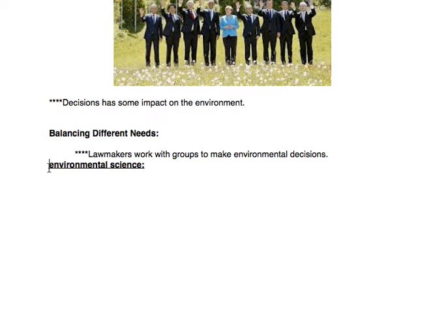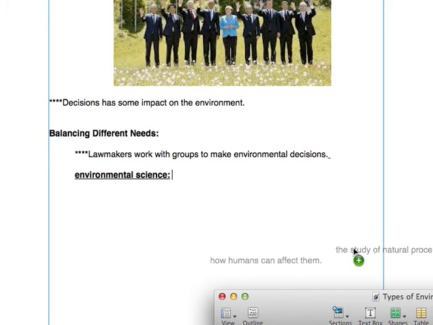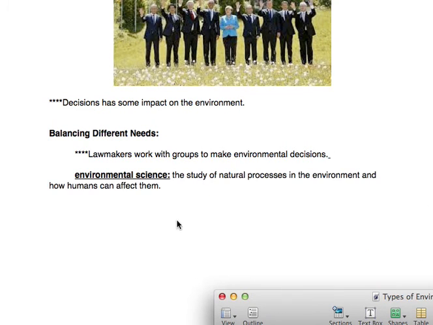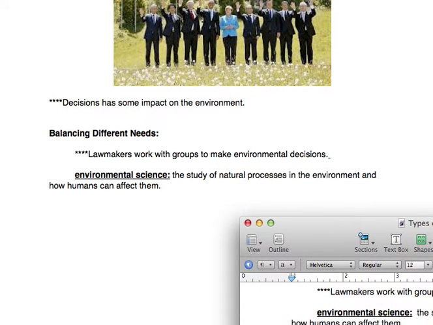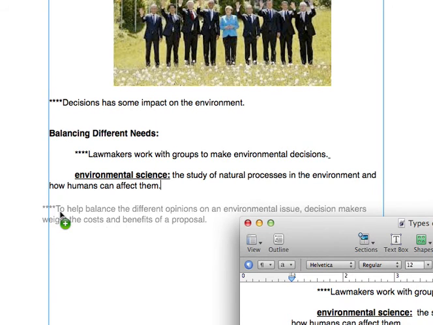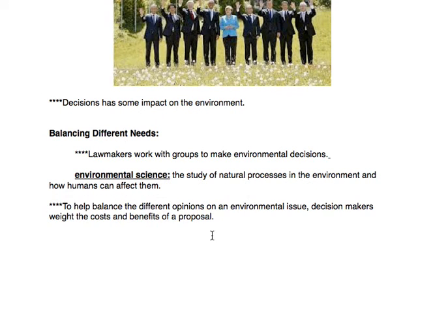So it's important for us here to define what environmental science is. Environmental science is the study of natural processes in the environment and how humans can affect them. So it's basically the study of the natural world and what kind of impact humans can have on the natural world. And I would like to note that to help balance the different needs, the different opinions on an environmental issue, decision makers weigh the costs and benefits of a proposal.